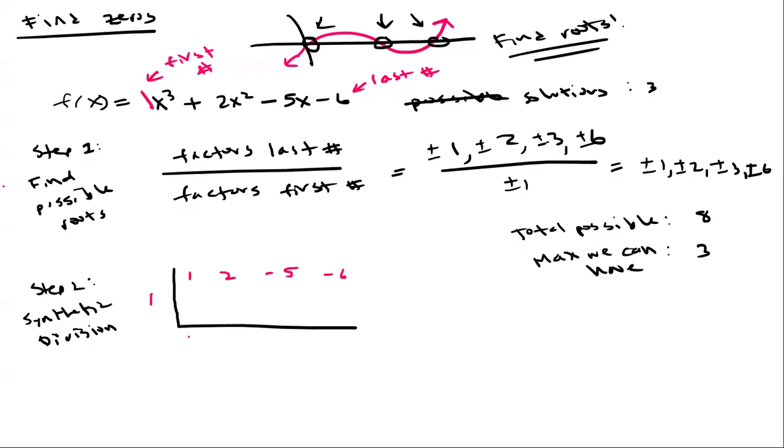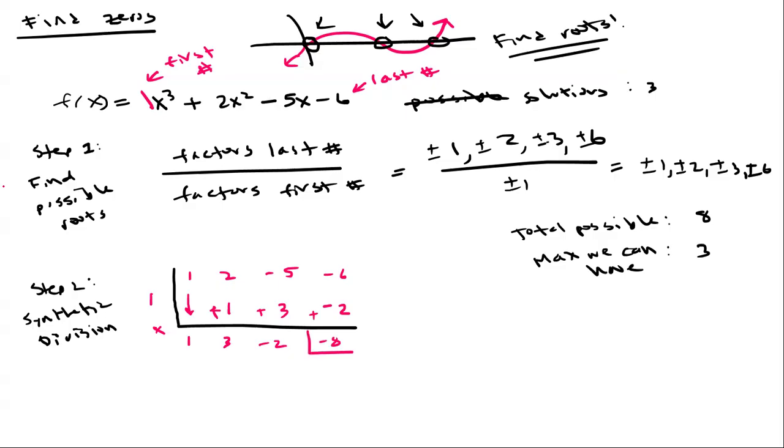So 1 I bring down, then I multiply. 1 times 1 is 1. Then I add 2. 2 plus 1 is 3. 1 times 3 is 3. Then I add again. -5 plus 3 is going to give me -2. 1 times -2 is a -2. Okay, so when we add that, it gives us a -8.